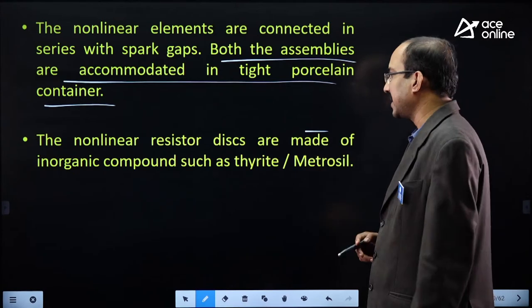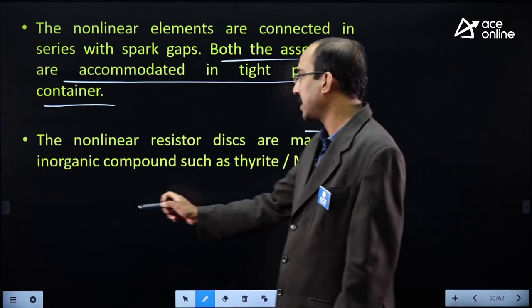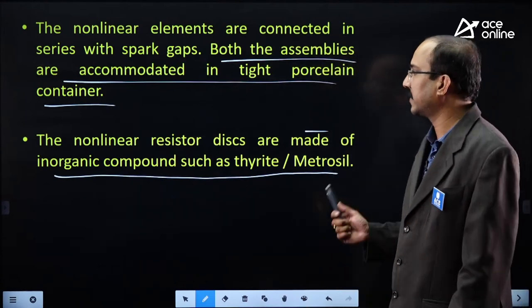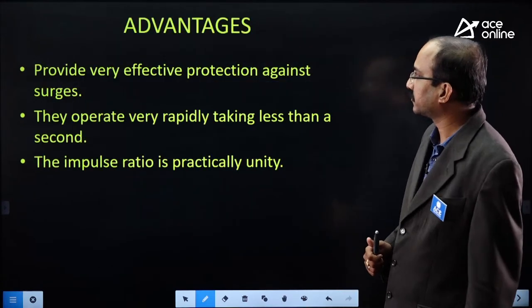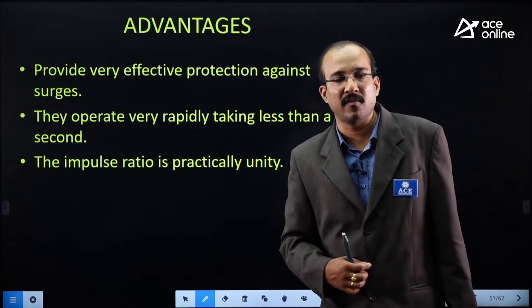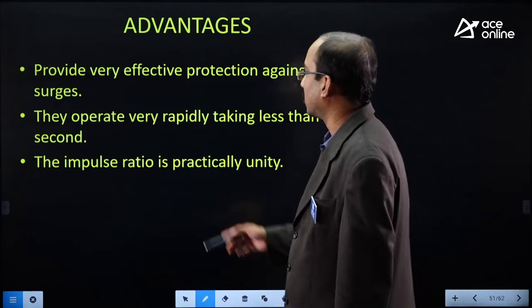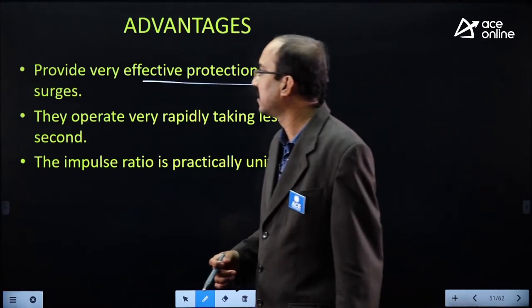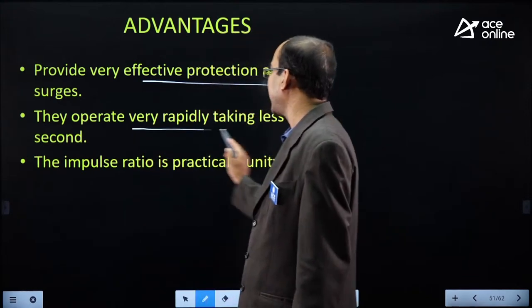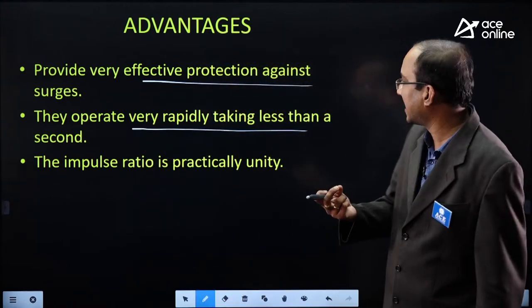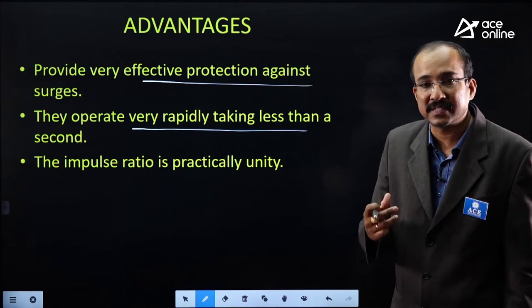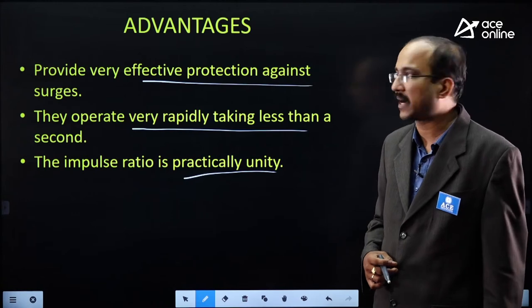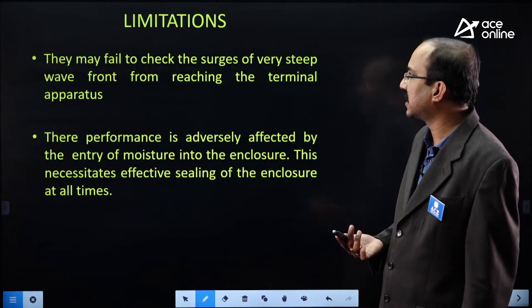These nonlinear discs are made up of what material? Inorganic compound such as thyrite or metrosil, we can say. What are the advantages of valve type arrestor? They provide effective protection against overvoltages, or surges. They operate very rapidly. They will take less than a second. And impulse ratio is practically unity. Okay. These are the advantages.